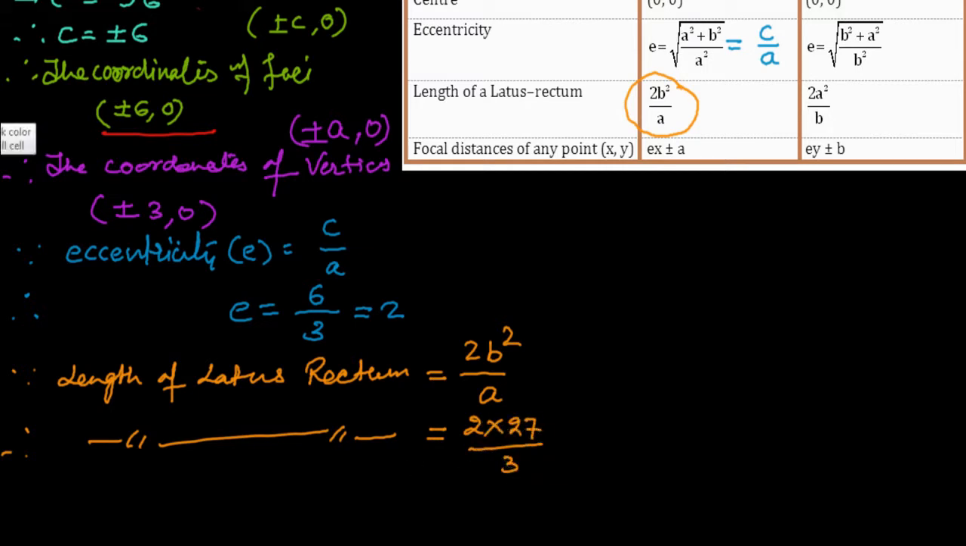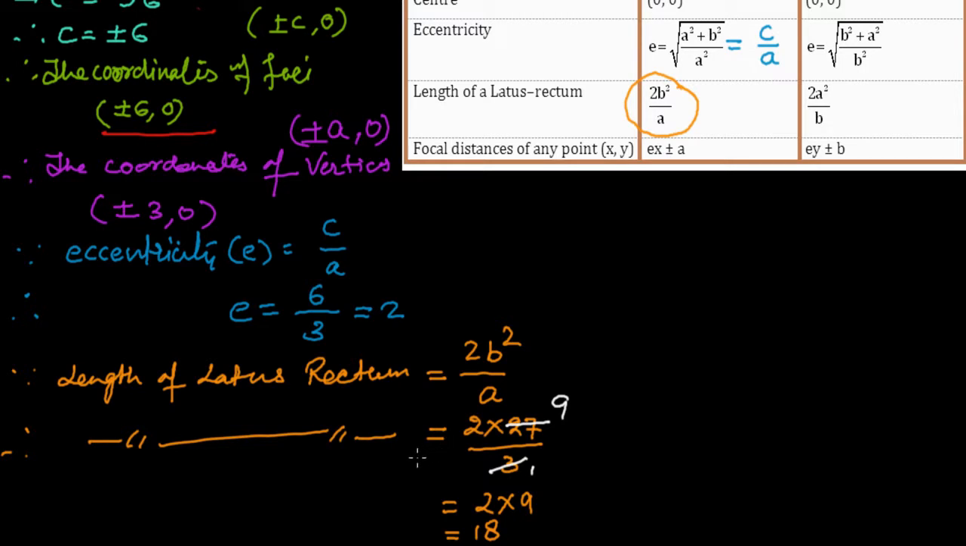So now we see that 3 1 times, 3 9 times 27, and we get here 18. 2 into 9, which will become 18. So in this way we could easily find out the components of the hyperbola.